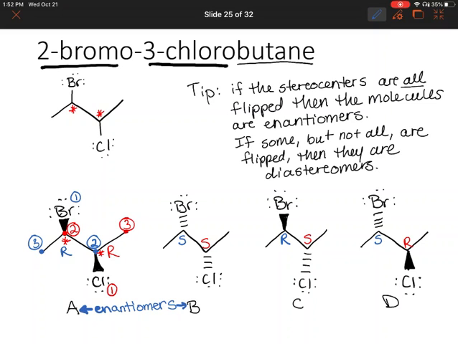Okay, so now let's compare B to C. Are those two molecules enantiomers or diastereomers? So molecule B has an SS configuration. Molecule C has an RS configuration. So only one of the stereocenters is different, not all of them. So that means that B and C are diastereomers.